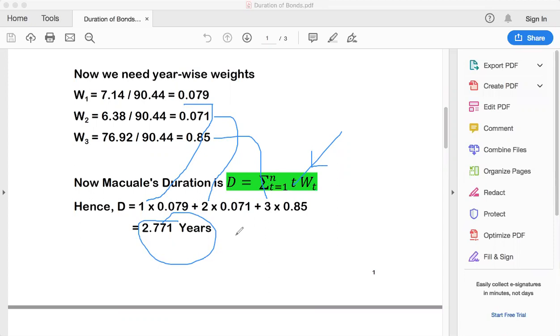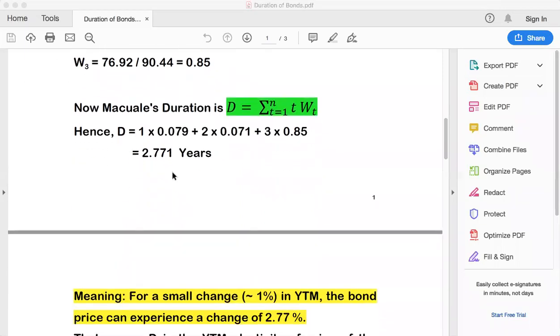How much is it? 2.77 years, which is less than the 3 years, the maturity period of the bond, right? So for a coupon paying bond, what does it mean? Since the cash flows are occurring before 3 years, every year I'm getting $8. So my Macaulay duration is less than my maturity period. And that makes me happy, right? So this bond has a Macaulay duration of 2.77 years.